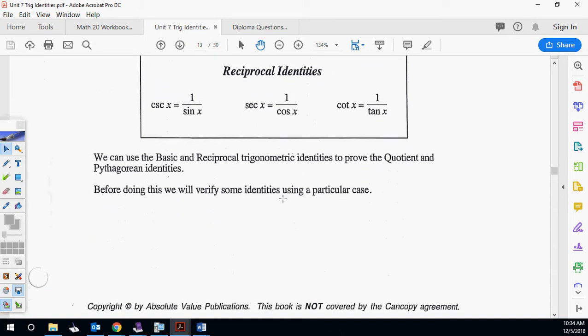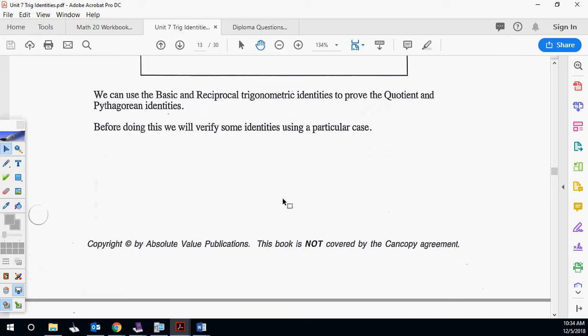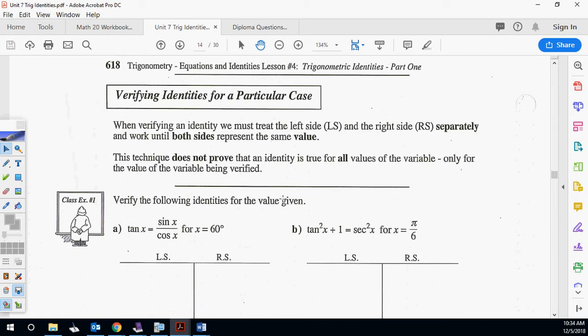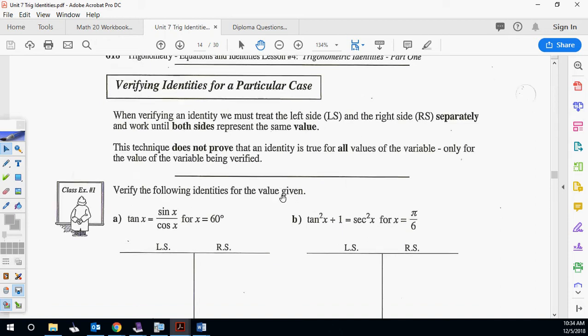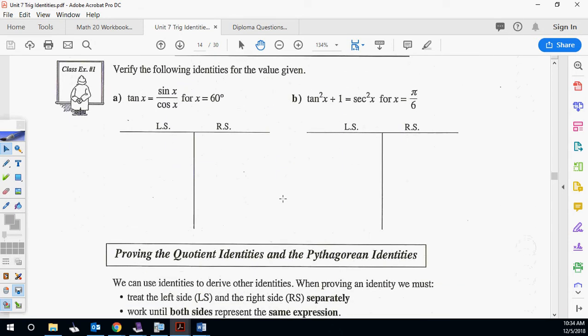So we can use the basic reciprocal trig identities to prove quotient and Pythagorean identities. Before doing this, we'll verify some identities in each particular case. So let's look at the first one here. When you're verifying identities, you must treat the left side and the right side separately and work both sides to represent the same value. So you're trying to get them to be equivalent, essentially. This technique does not prove an identity is true for all values, but only for the value of the variable being used.